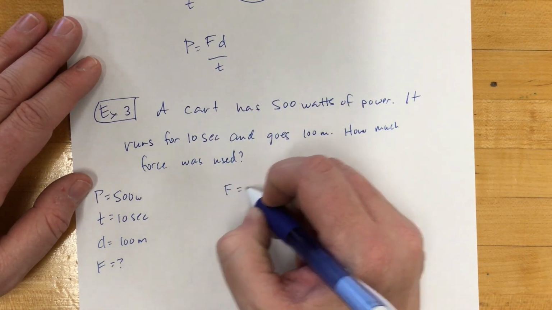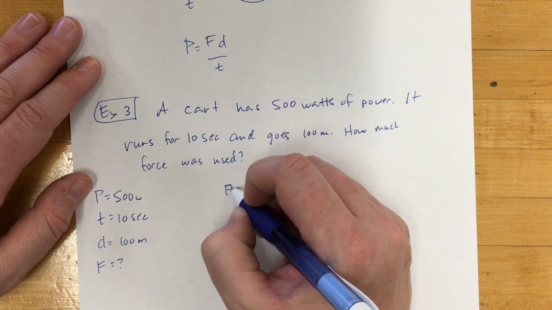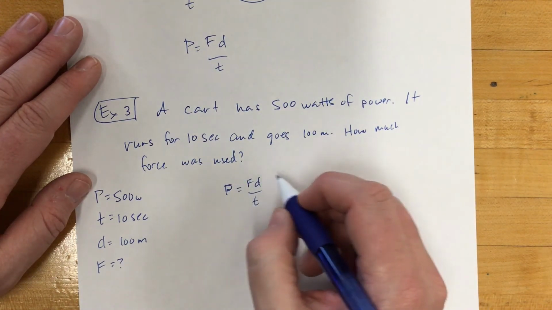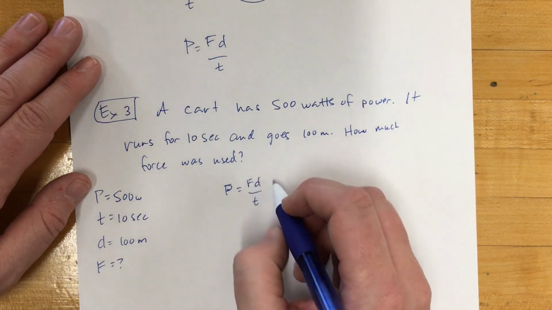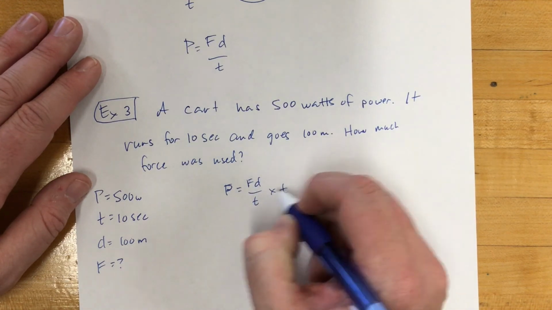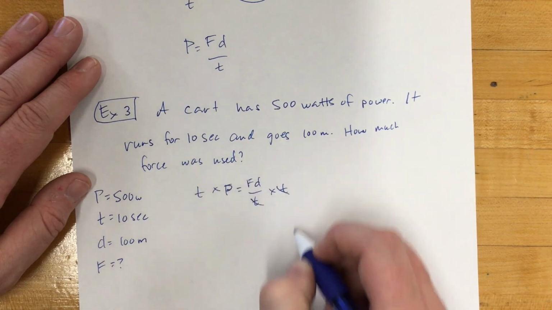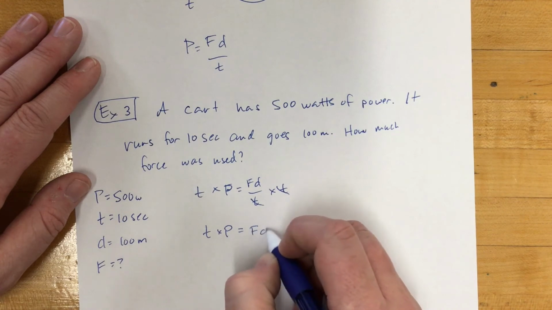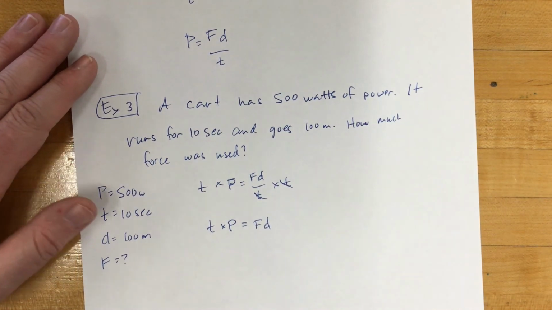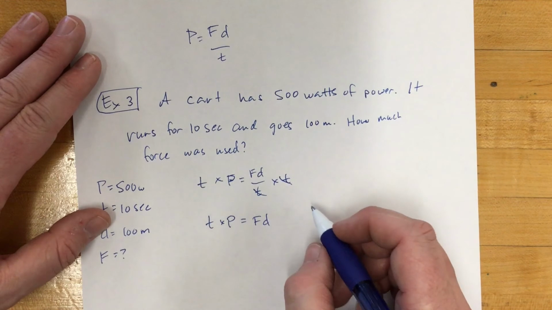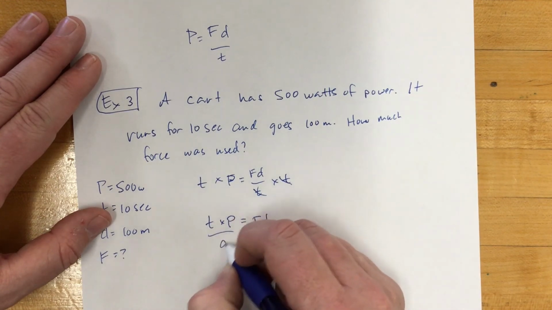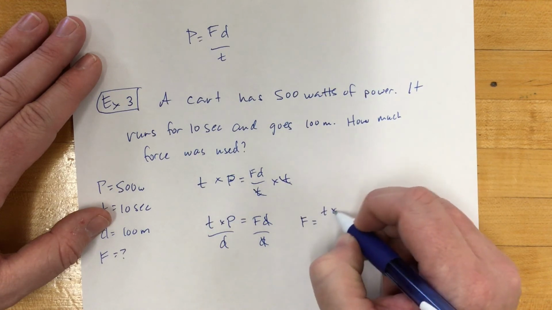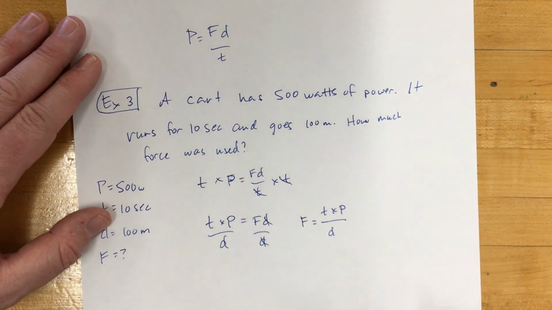So we know we have P equals FD over T. We're going to solve for F. First thing I want to get F by itself, so I'm going to multiply both sides by T, and bring that over to the other side. So I have T times P equals FD. And then I want to solve for F by itself. So I'll divide both sides by D. And I cancel that out, and I'm left with F. The force is the time times the power divided by the distance.